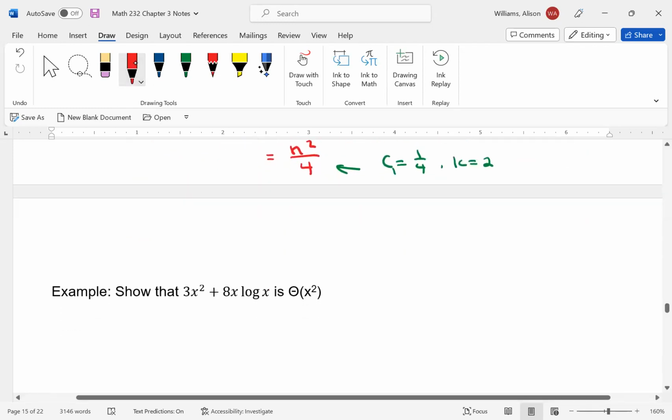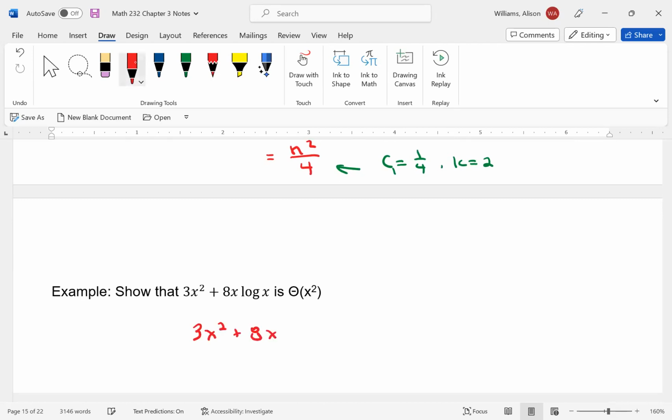Okay, let's try another one here. We want to show that 3x squared plus 8x times the log of x is big theta of x squared. So we need to trap it on both sides. We're going to try to find a value that this thing is less than C2 times x squared, and then we're going to do the other side. We're going to try to find a value that it's bigger than. So let's start with this.